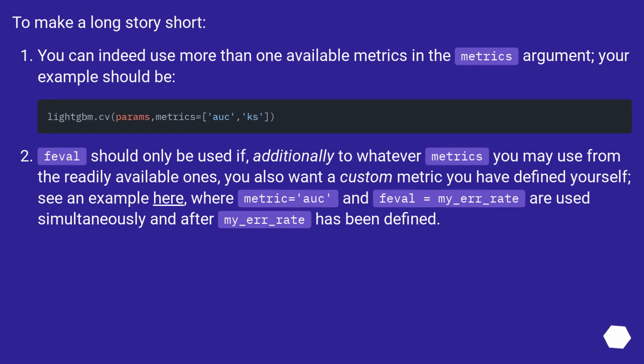feval should only be used if, additionally to whatever metrics you may use from the readily available ones, you also want a custom metric you have defined yourself. See an example here, where metric equals AUC and feval equals my_or_rate are used simultaneously, after my_or_rate has been defined.